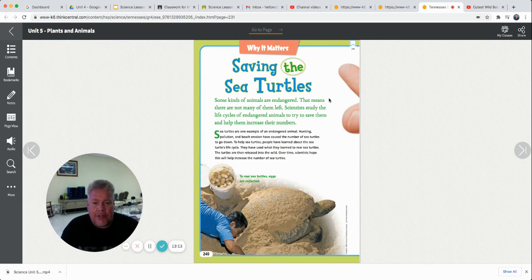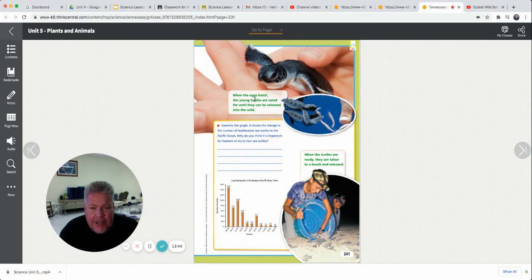To help sea turtles, people have learned about the sea turtle's life cycle. They've used what they have learned to rear sea turtles. Rear means to raise. The turtles are then released into the wild. Over time, scientists hope this will help increase the number of sea turtles. So these are people and scientists trying to collect the eggs and make sure these eggs grow and develop and get to grow into an adult. So there's more sea turtles. When the eggs hatch, the young turtles are cared for until they can be released into the wild. When the turtles are ready, they can be taken to a beach and released.